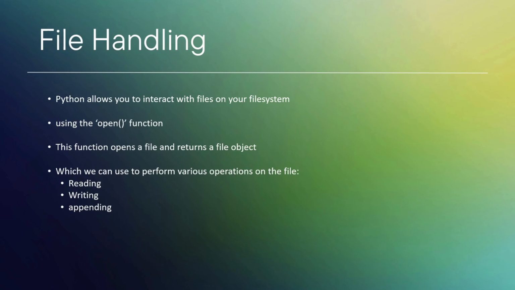This function opens a file and returns a file object. We will see what a file object is. Once we have this file object, it means that we have a reference to that file, and then we can read the file, write some data to the file, or even append some data. Appending data is adding to the existing data. We'll see the differences between these three as we move on in this module.